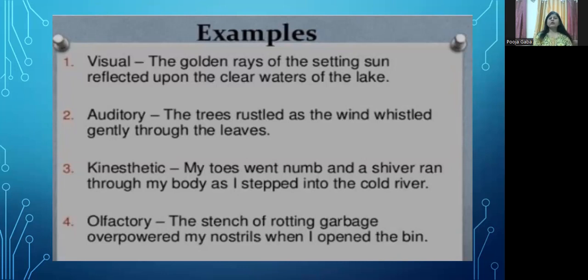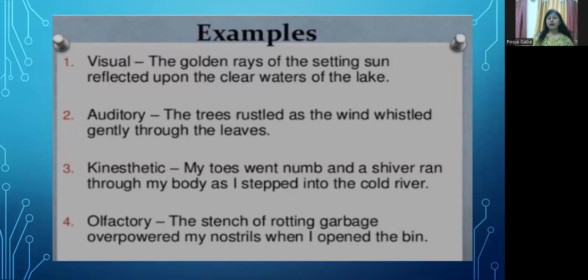Now, see this example. The trees rustled as the wind whistled gently through the leaves. Now, when we read this text, we can imagine some wind whistling gently through the leaves and the trees rustling. Those sounds appear in our mind. So, it is said auditory imagery. The next one is kinesthetic. It is related to the movement. When after reading some text, we visualize some movement in our brain.